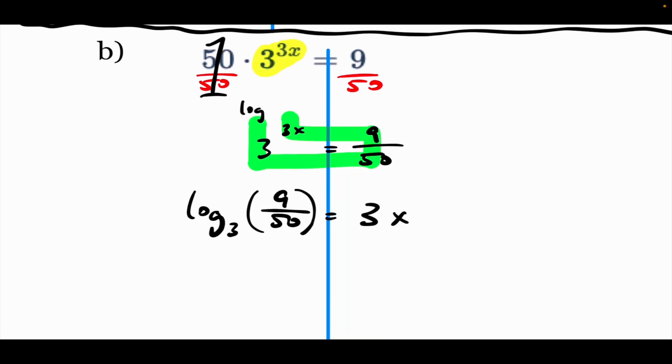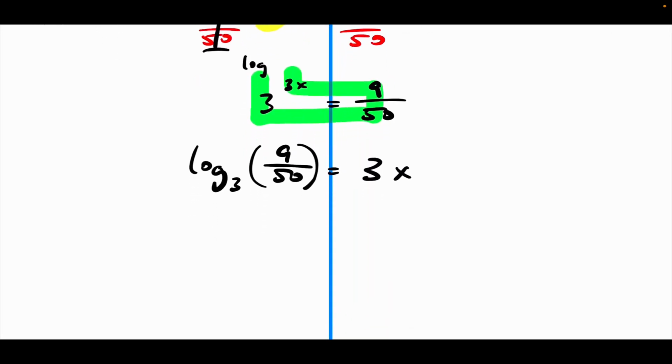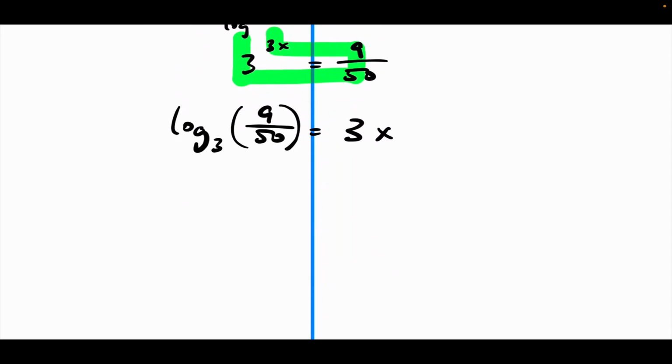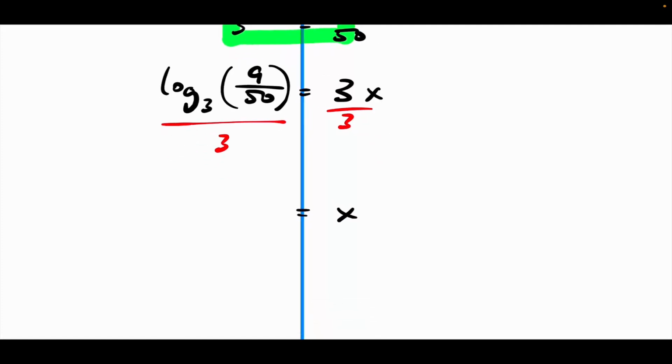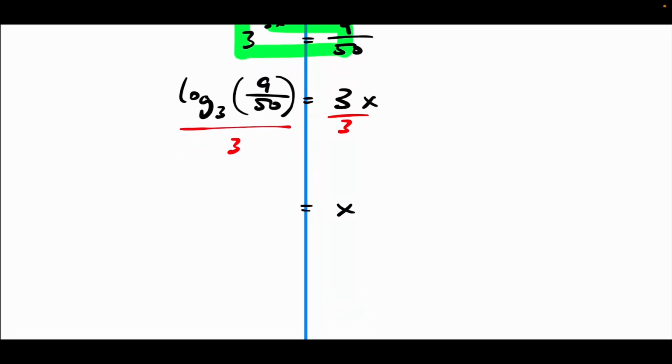Step 3, get x by itself. So what am I going to do to separate 3 and x? Divide. This is the exact answer, but they want us to round it, so we're going to have to round it. Be careful when you do that, though, because this part here, I'm going to have to use the change of base.